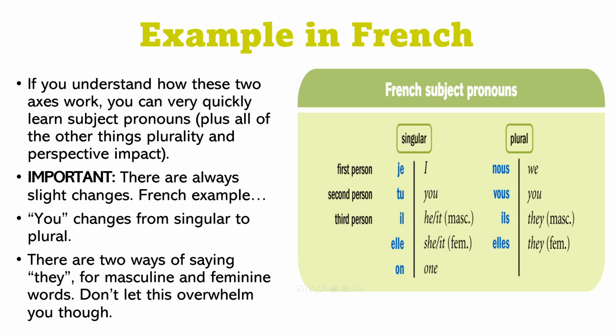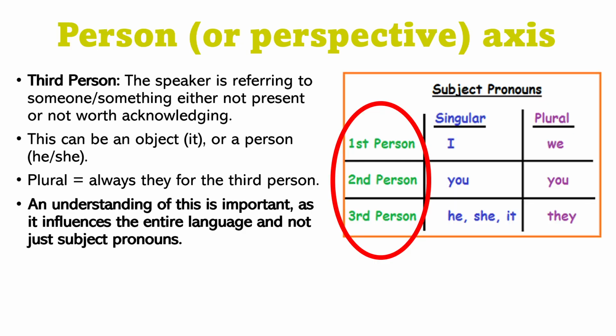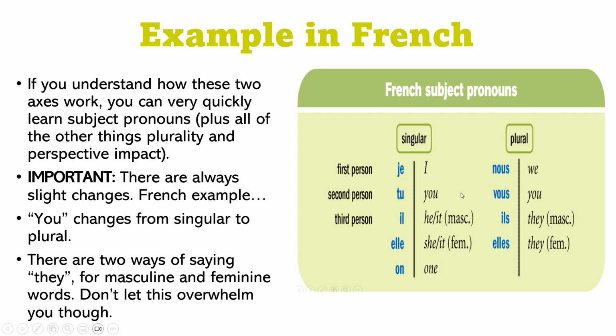So, an example in French. Just to show you a different subject pronouns table, this is the one in English. I can't write on the screen with my finger. Here's the cursor. That's the English one. This is one in French. You might not be learning French, I'm just showing you an example in another language. As you can see here, we've still got singular and plural like before, first, second, and third person, and then you've got I, we, you, he, she, it, they, that kind of thing.